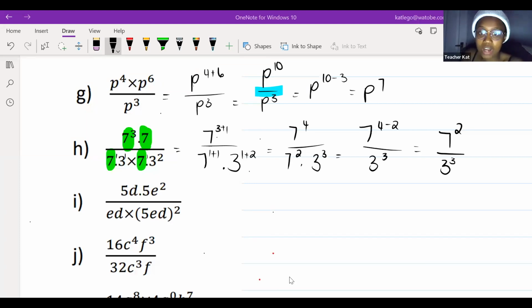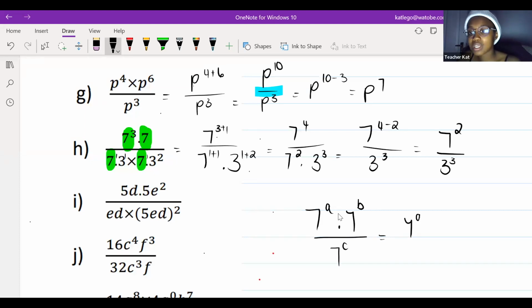What if the exponent is a variable? Good question, Ayanda. You keep following the laws. So if I have 7 to the power of A multiplied by 7 to the power of B over 7 to the power of C, this will be 7 to the power of A plus B minus C. The only thing is you can't simplify, but you just keep following the laws. So the same rules will apply. No, you can't simplify this. It will just be 7 to the power of A plus B minus C. I hope I've answered your question, Ayanda.